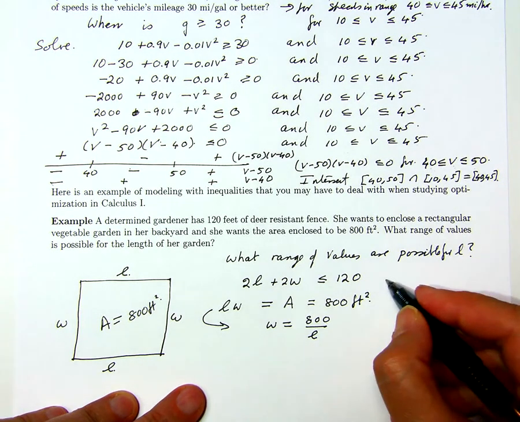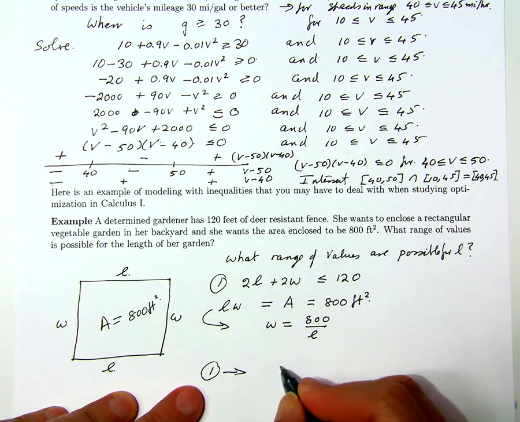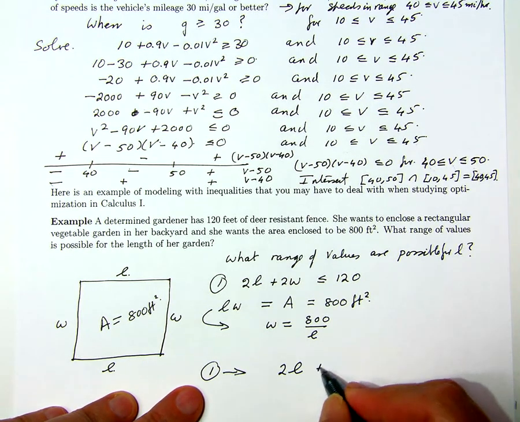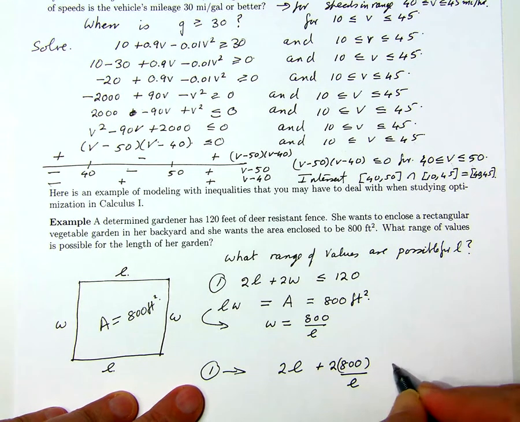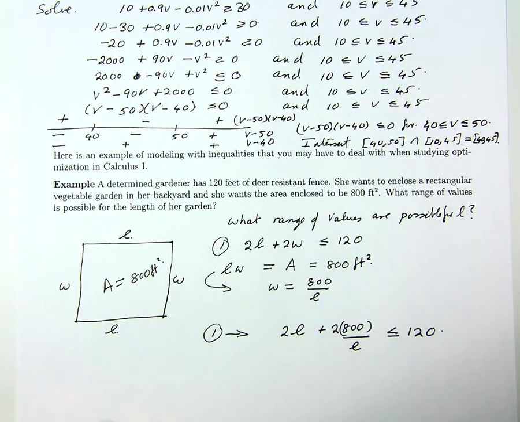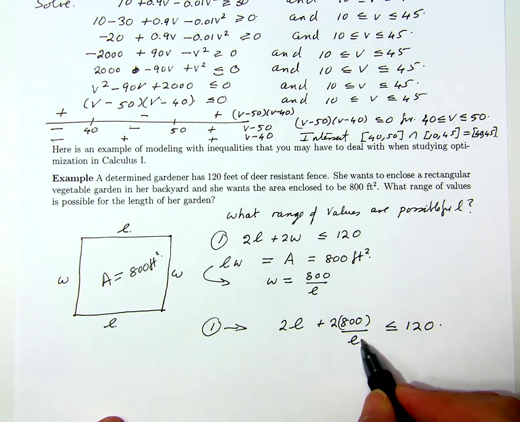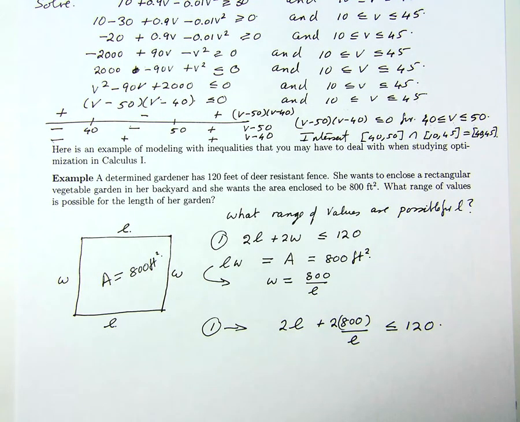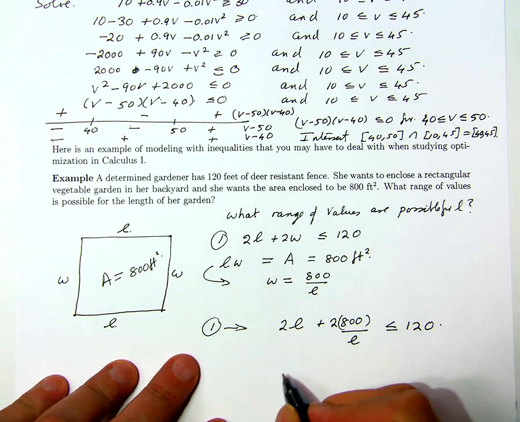So now our constraint number 1 gives us that 2 times L plus 2 times W must be less than or equal to 120. And what does this say about L? Well, we should be able to figure out a range of values for L here if we take everything to the left-hand side and use our analysis from rational functions.